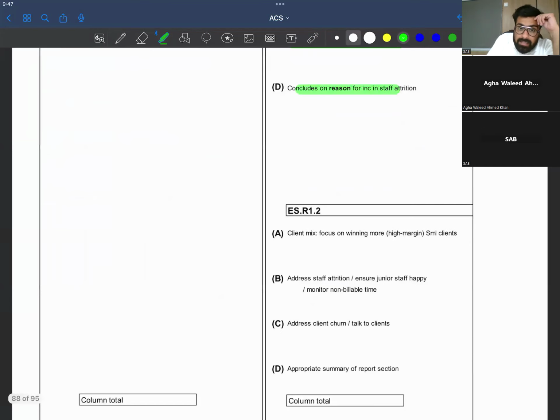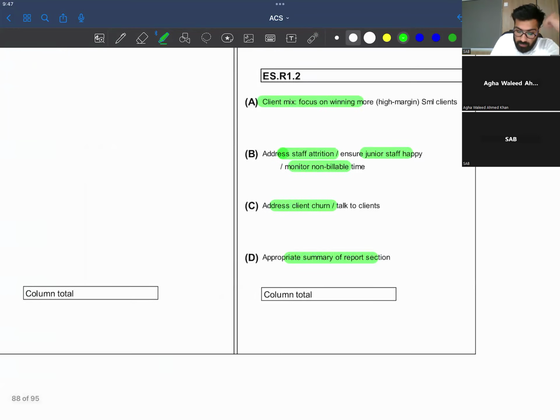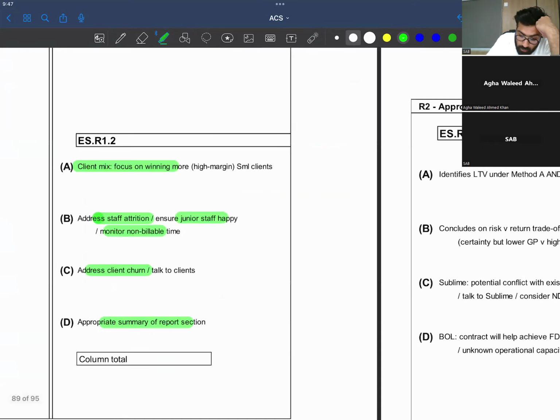Then executive summary requirement 2: client mix, address staff attrition, ensure junior staff are happy, monitor non-billable time, address client churn, appropriate summary for report section. Then what you have to do?